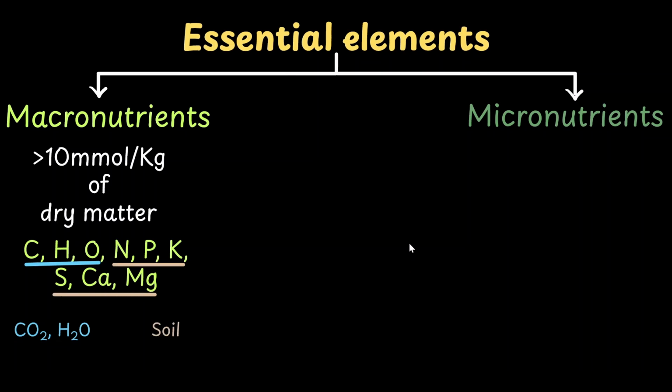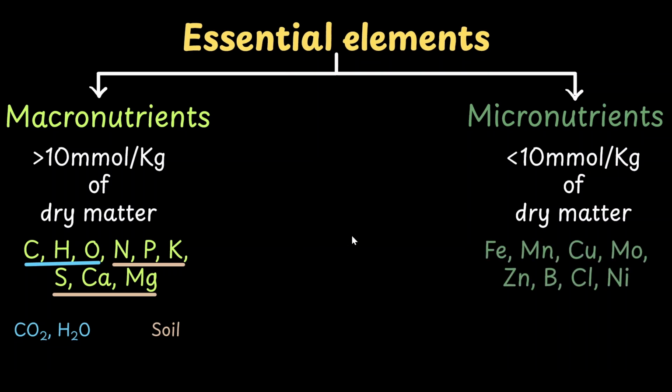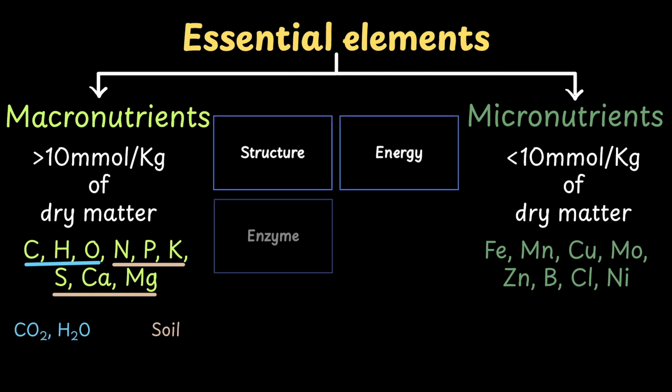the soil. Plants require less than 10 millimole of micronutrients per kg of its dry matter. So, iron, manganese, copper, molybdenum, zinc, nickel, boron, and chlorine are micronutrients in plants. The essential elements can also be categorized based upon their function. Elements help plants in their structure, to produce energy, in enzymatic reactions, and for osmoregulation.